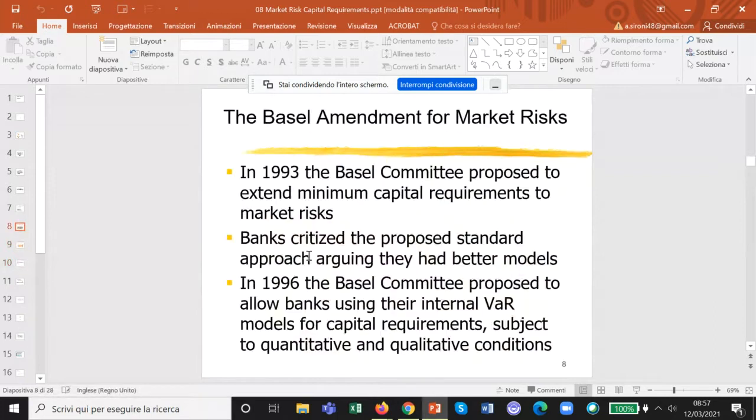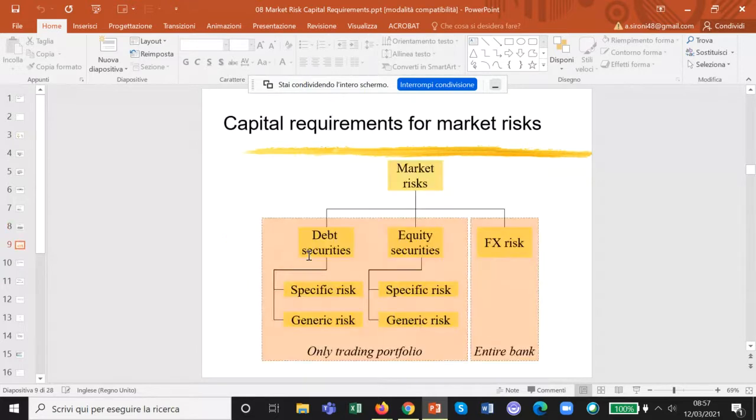Now, the Basel Committee is measuring capital requirements in two ways. One, the standard approach. So the Basel Committee decides how much capital you need for each one of these categories, okay? Two, the Basel Committee, the regulator, allows you, bank, to use your own model. So there is the standard approach and there is the internal model approach. In the internal model approach, the bank can set the capital requirement based on its own internal model, okay?